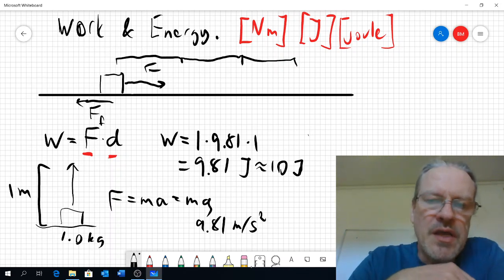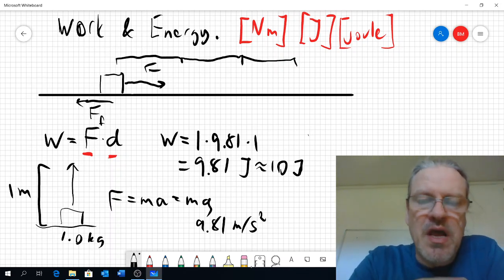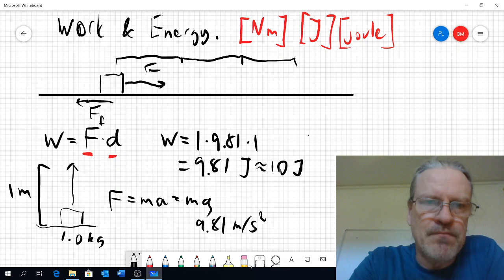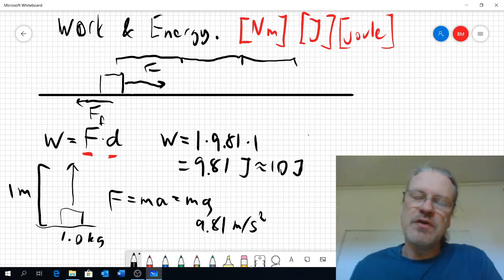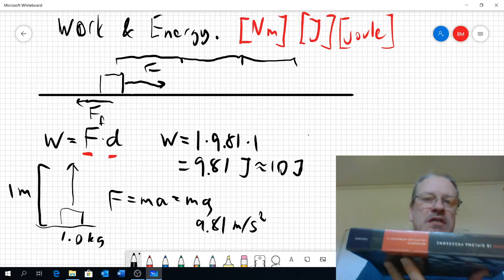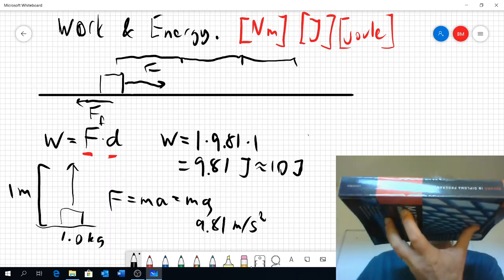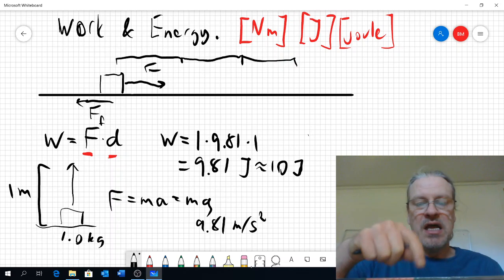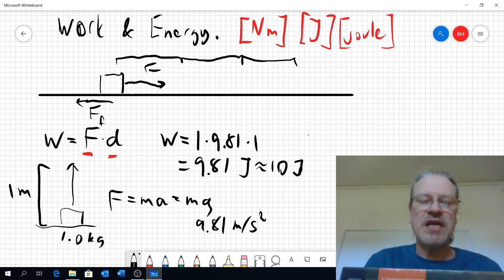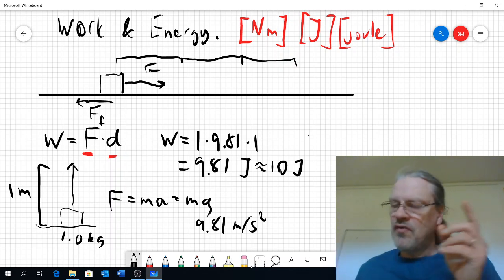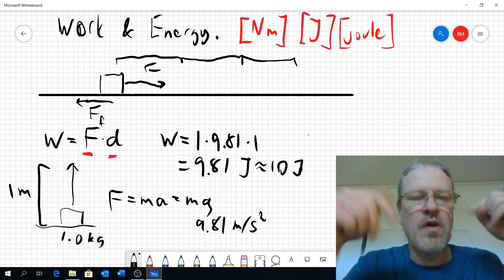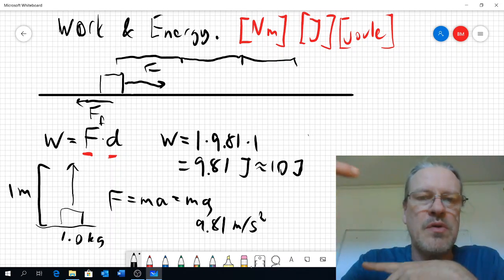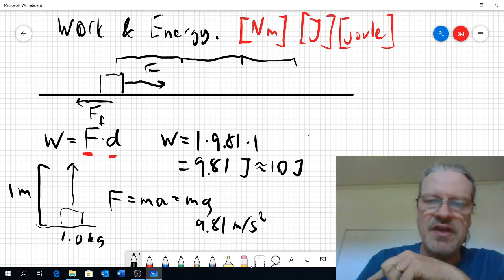So that is work. When I took this book and lifted it up, the work I put into this will be stored as potential energy in the book. So we can say that the work we do can be stored, and when we store it, we call it energy. More on that in the next video.